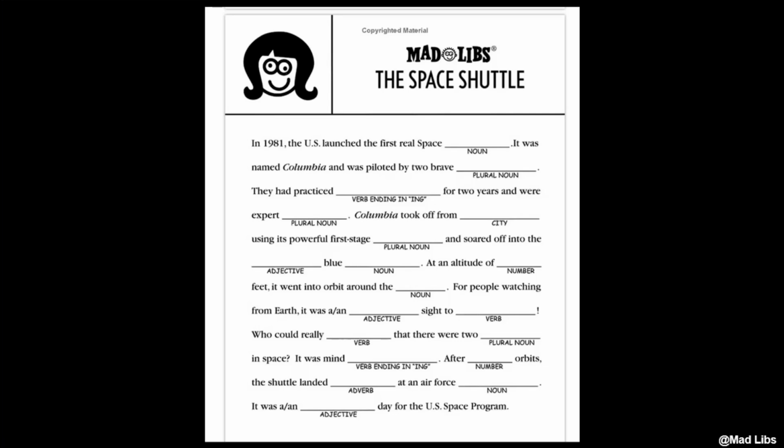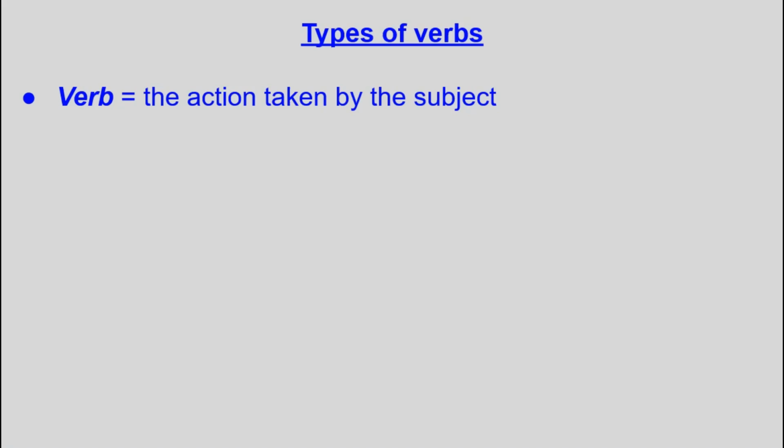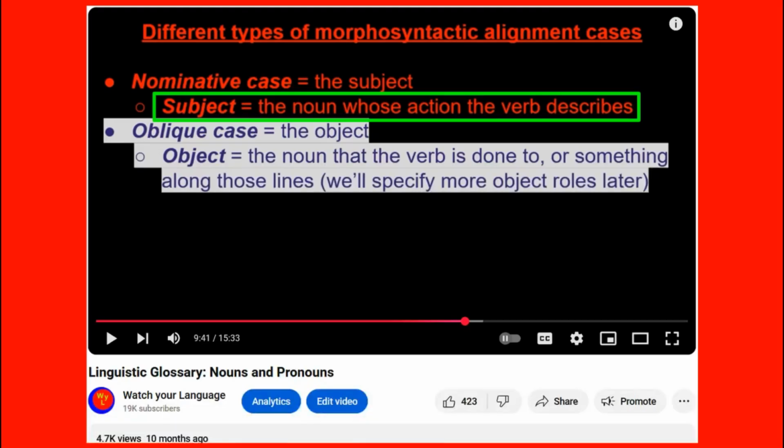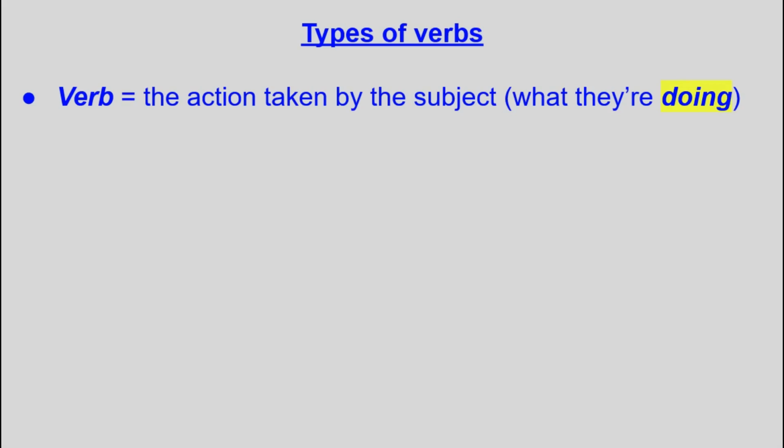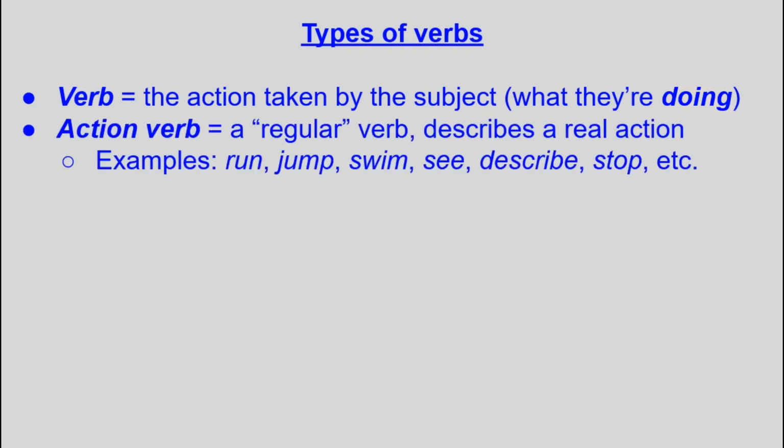You're probably familiar with the term from Mad Libs, but basically, verbs are the part of speech, or word class, that tell you the action of the subject. Subject is a term I went over in the noun video. It's what the subject is doing, do being a very common example of a verb. Most of the verbs you'll see are what's known as action verbs, which is exactly what it sounds like, verbs that actually describe actions like run, jump, swim, see, describe, stop, etc.